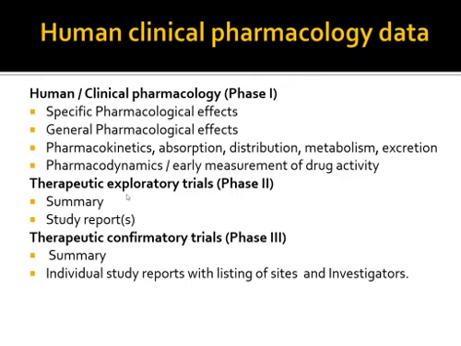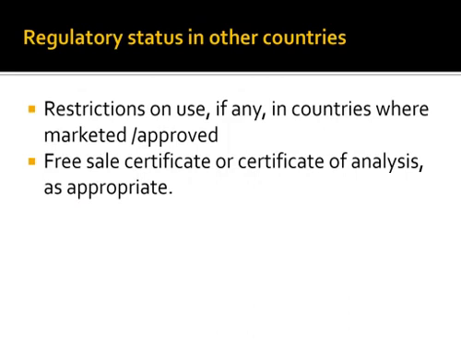Then under therapeutic exploratory trials, which is called Phase 2, it includes a summary, then the study report. Then therapeutic confirmatory trials, which come under Phase 3, include a summary, then individual study reports with a listing of sites and investigators. Regulatory status in other countries includes restrictions on use, if any, in countries where marketed or approved.